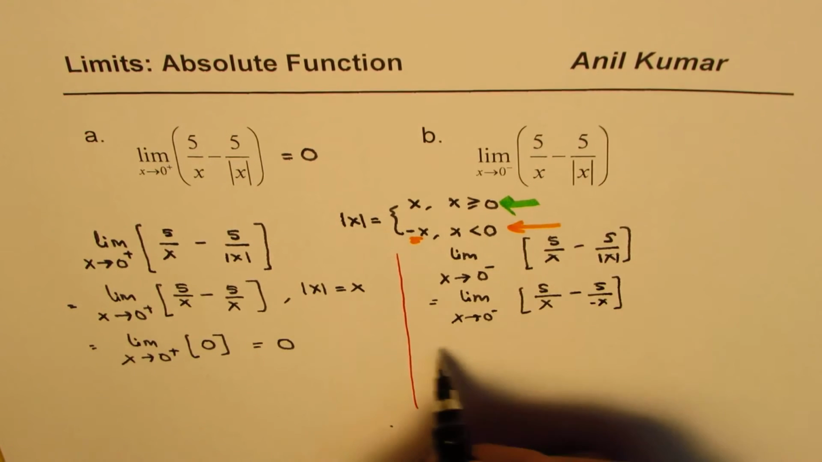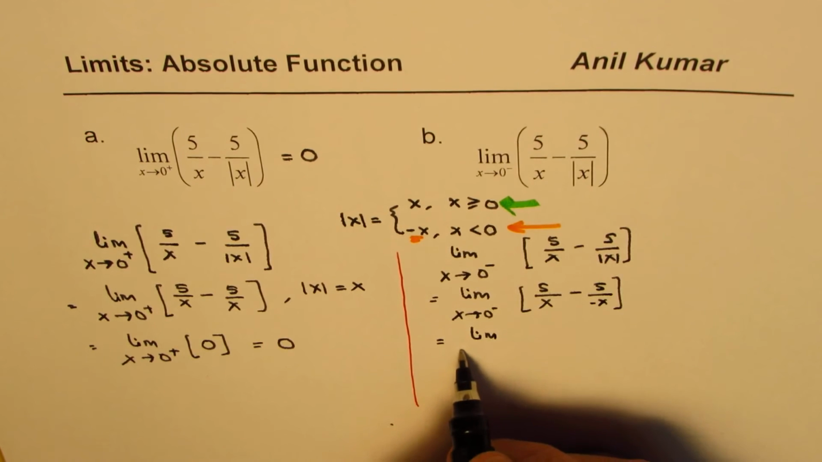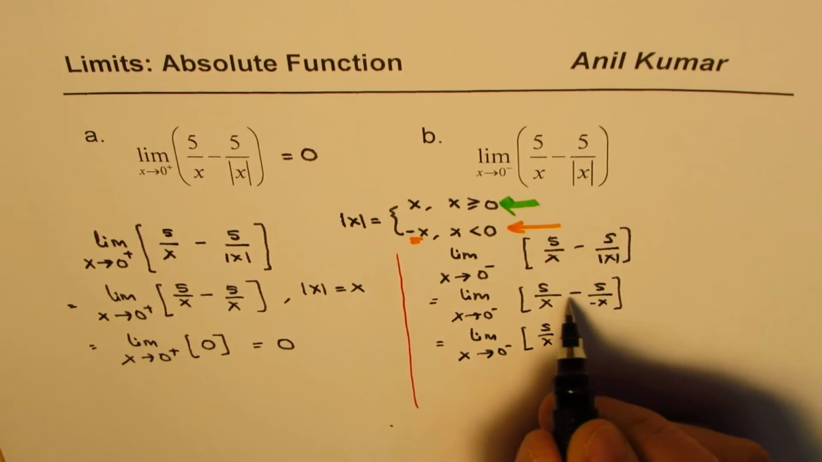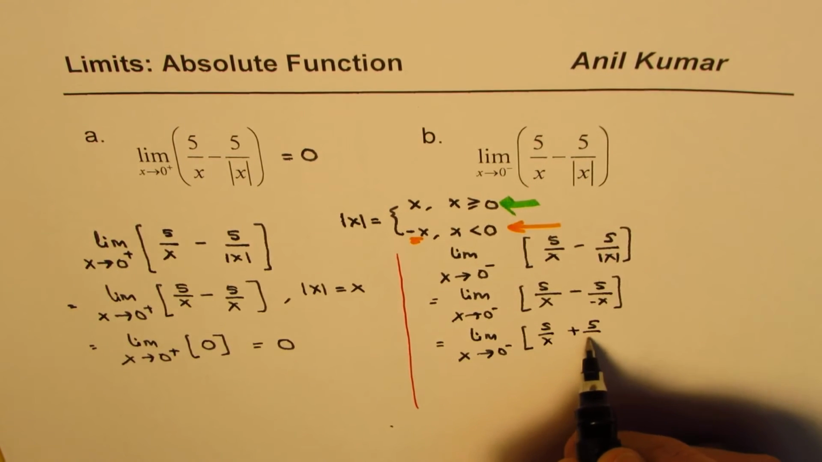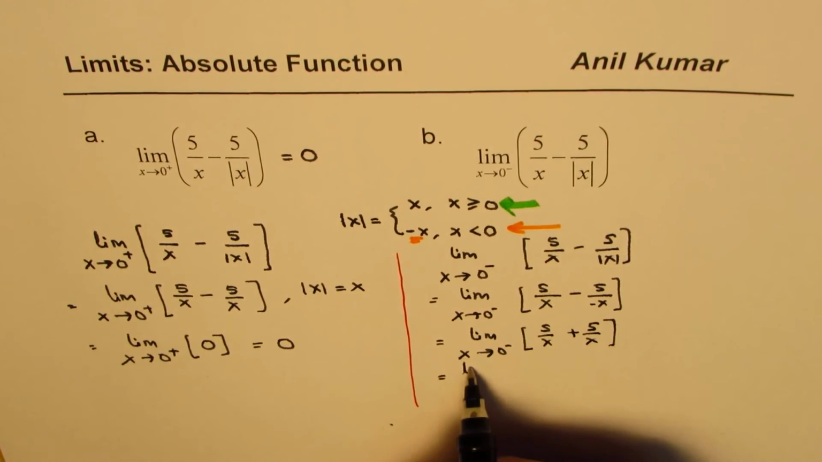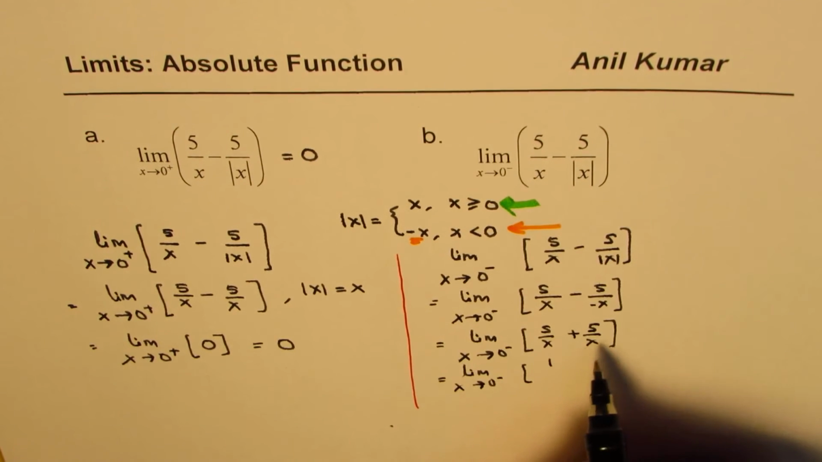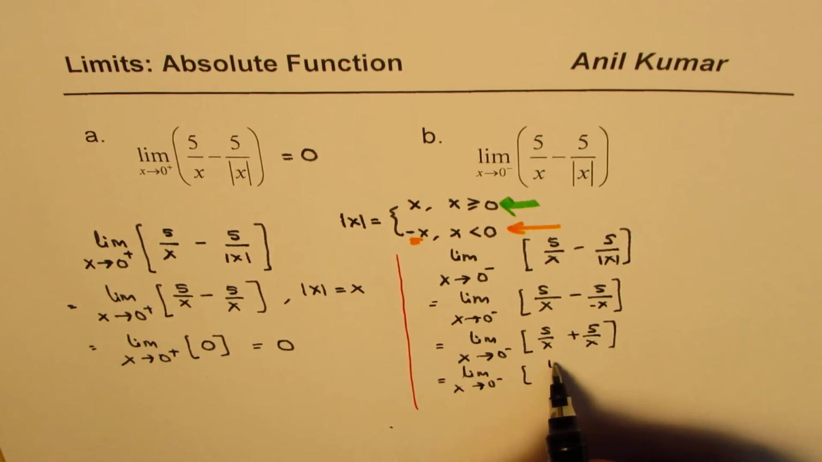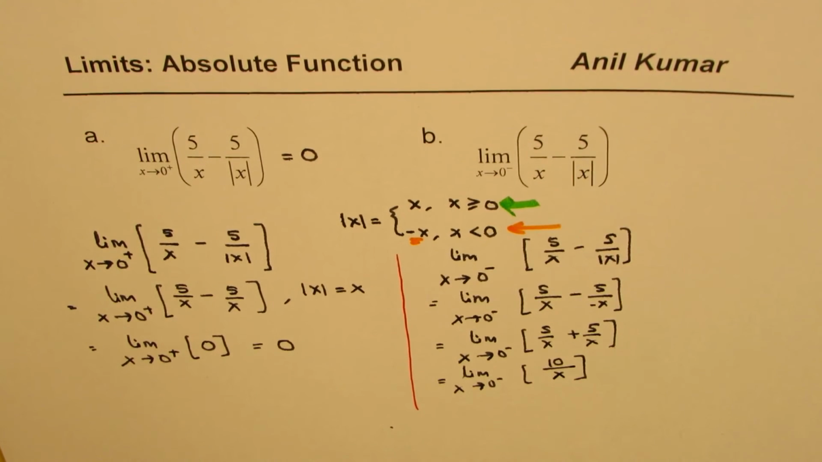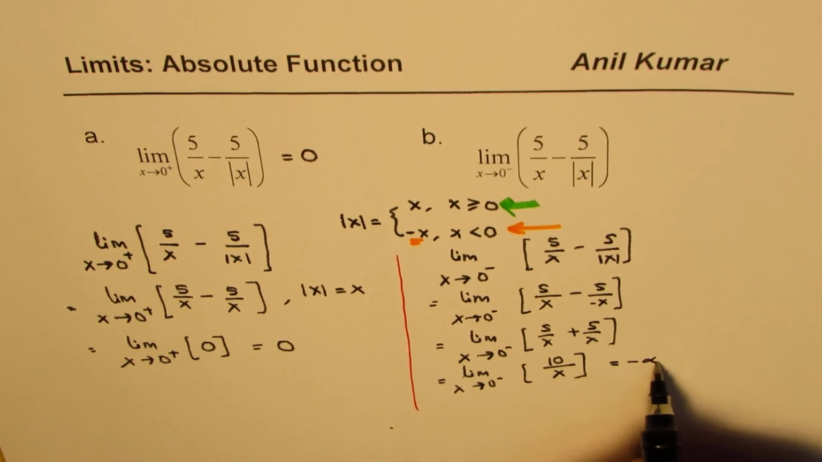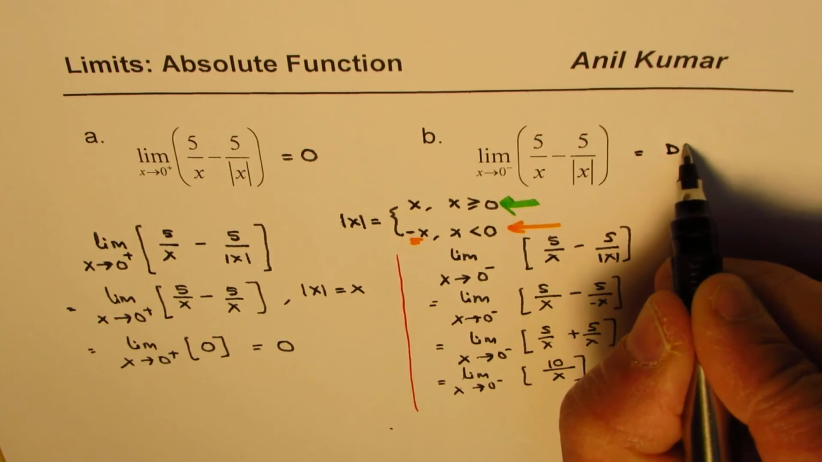Is it okay? Now this is basically equal to limit x approaches 0 from the negative side of 5 over x, minus minus becomes plus 5 over x. And when you add them up, you get 5 plus 5, 10 over x, right? So 10 over x. Now for this function, when you approach 0 from the negative side, this function approaches negative infinity. So here the limit does not exist.